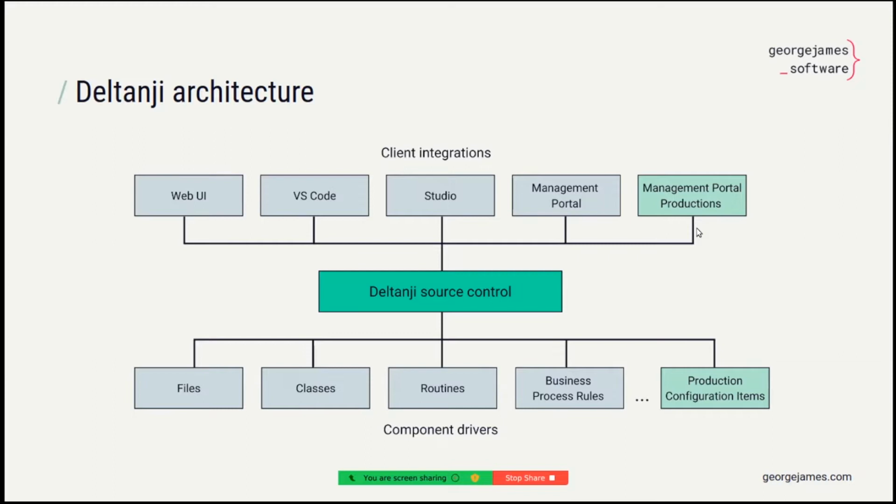One is a component driver for configuration items in productions. This is an area which has always been problematic for users with large productions, and so we've focused on addressing that problem. We've also created, to complement that, a client integration for the production page within the management portal. So it's different from the integration that uses the source control hooks for the main part of the management portal. And this is specific to the production configuration page.